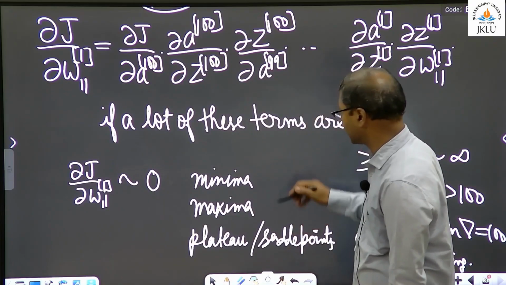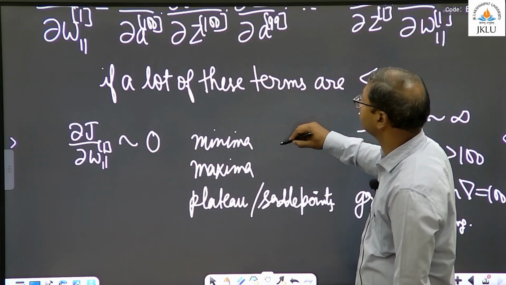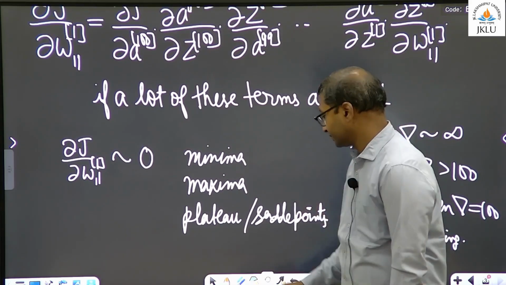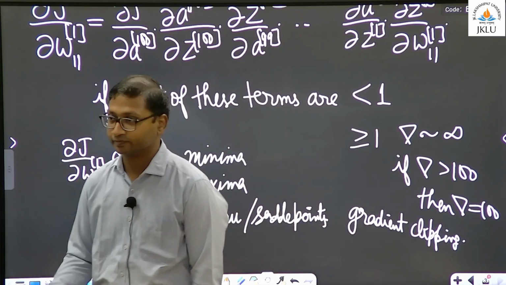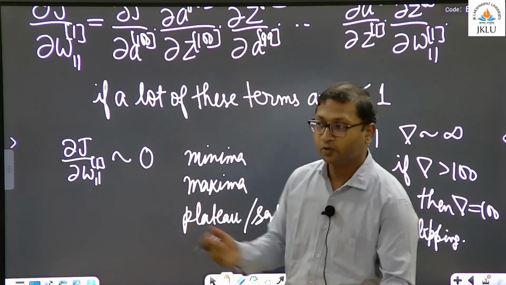How do we solve this? It turns out we don't know. Okay, we don't know how to solve this. So there are, again, heuristics.